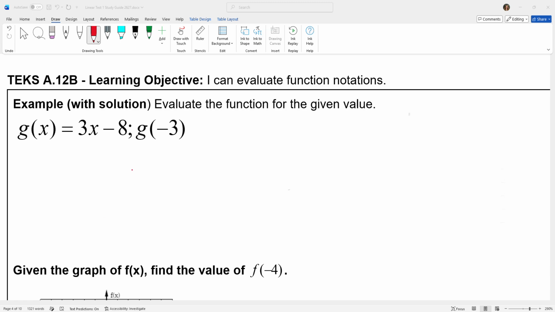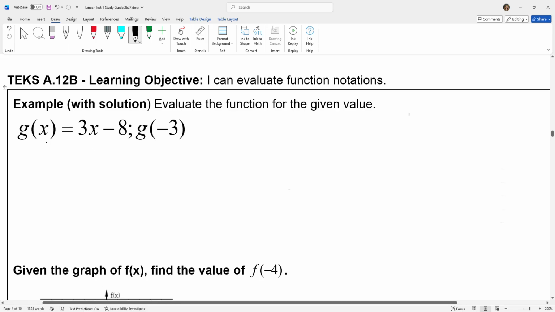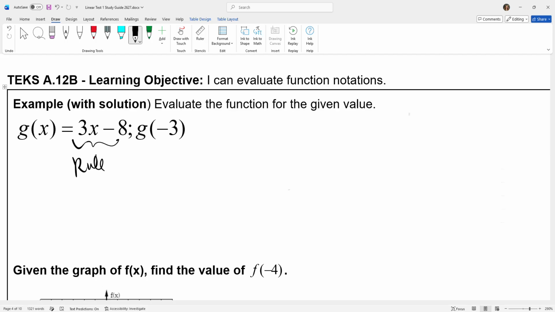All right, now I know this has already given you the answer on the example here, but I'm going to go ahead and work it out. So we have this question, this function g of x is equal to our rule. This right here is your rule, okay? We want to take our input, and the whole rule is going to be our output.